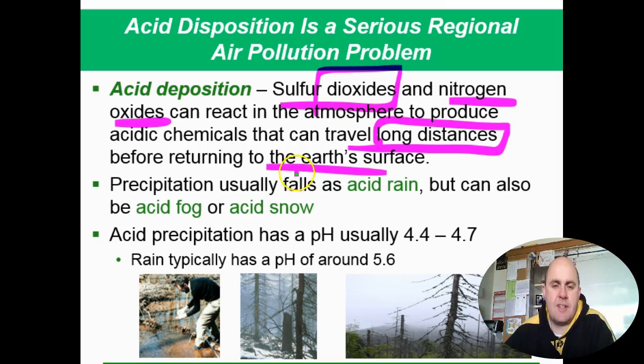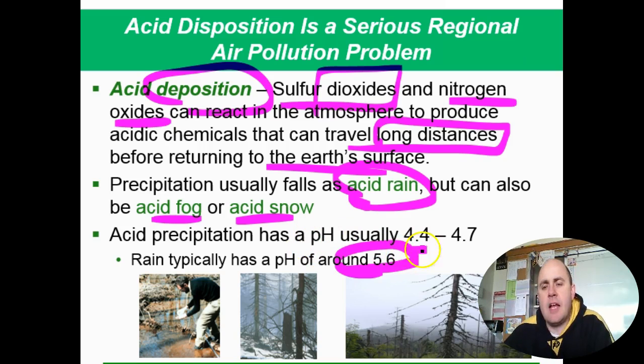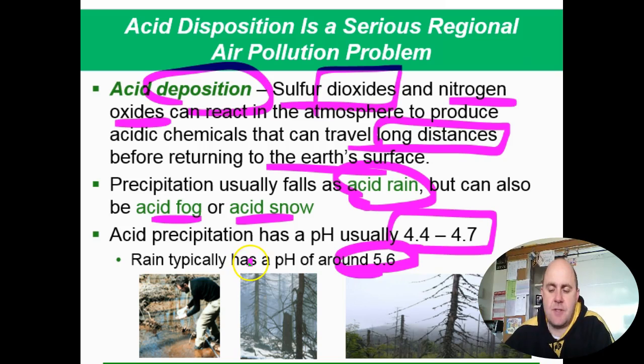Acid rain is actually acid deposition, but the common term is acid rain, and in reality it can fall as many things, like acid fog or acid snow as well, so we don't limit it to just acid rain. It's not like if you're in the middle of acid rain and it falls on you, you're going to burn your skin. We're not talking about those high levels of pH. Typical rain has a pH above 5.6. Acid rain usually is 4.4 to 4.7, so it's not a vast difference in pH, but it's enough to cause some real problems.